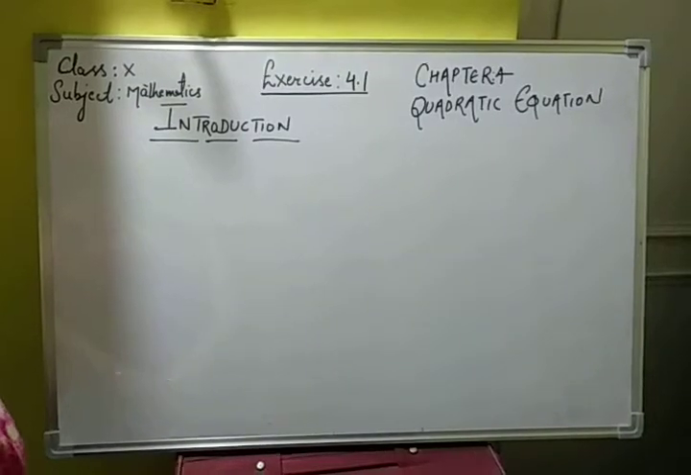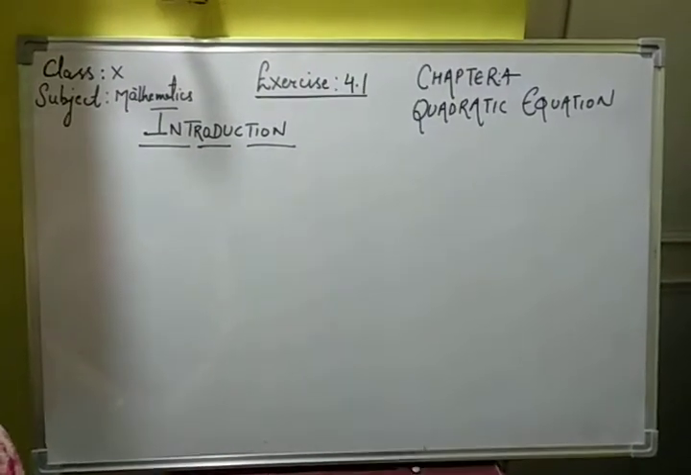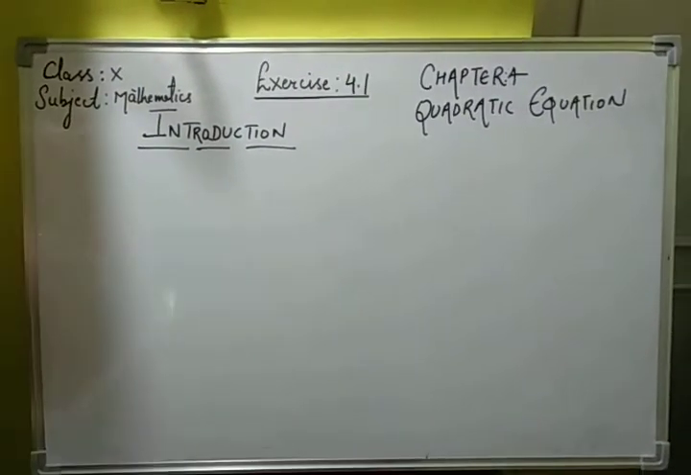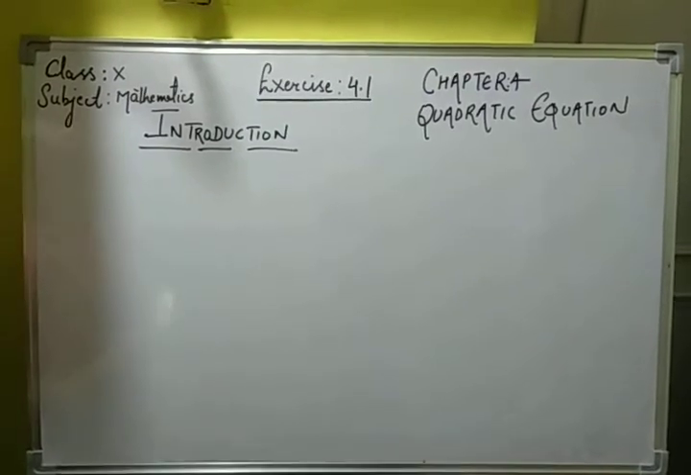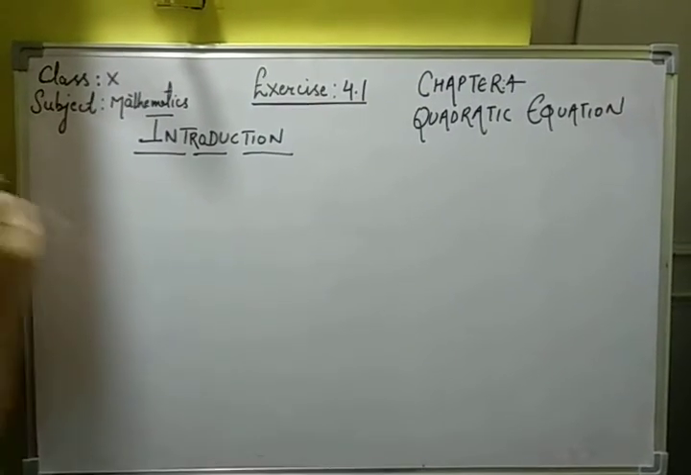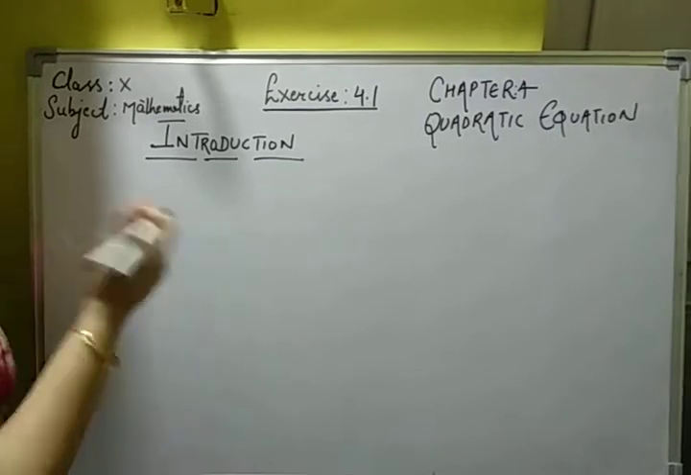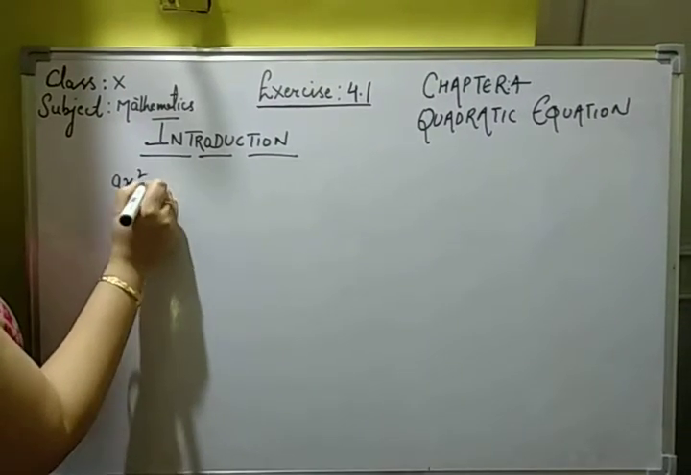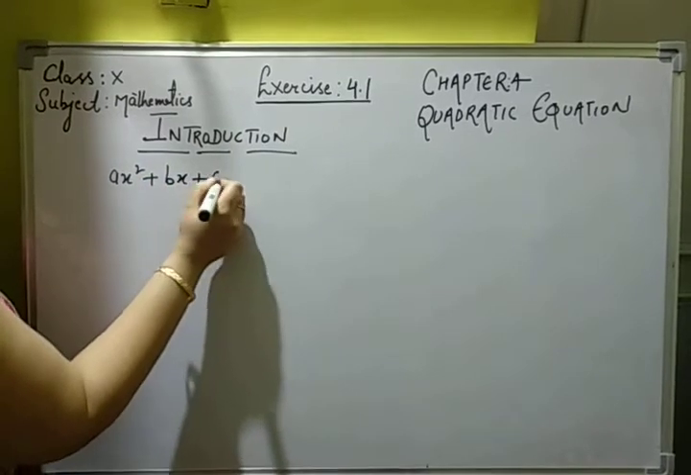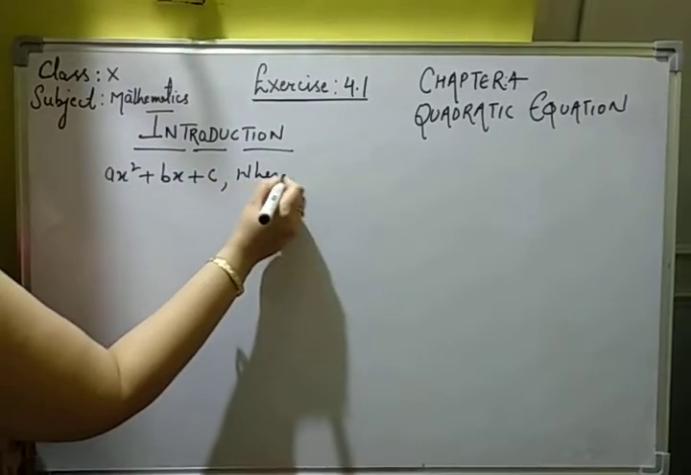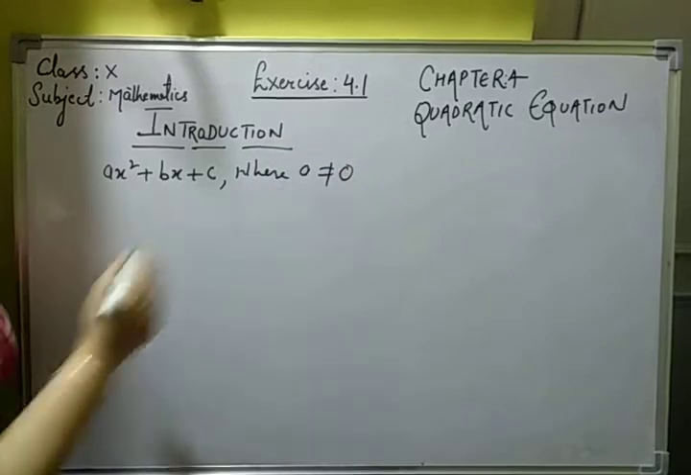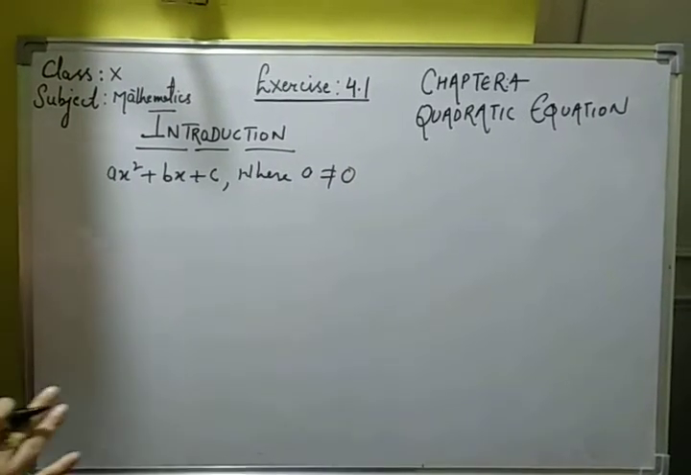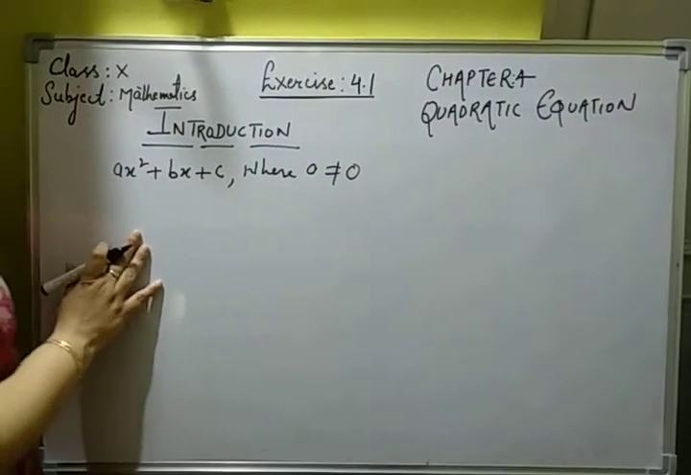Today we will start chapter number 4, quadratic equation. Now, in your previous chapter number 2, polynomials, you read different types of polynomials there, right? One of the polynomials was ax square plus bx plus c, where a is not equal to 0. Now, which type of polynomial is it? It is a quadratic polynomial.